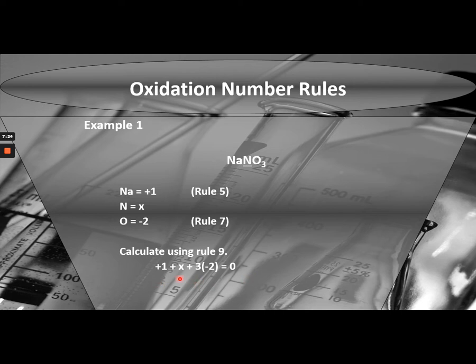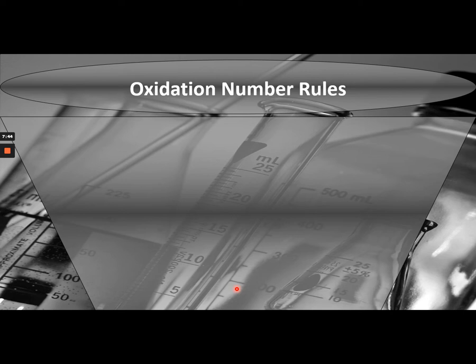Gathering like terms, we end up with X minus 5 equals 0. Solving for X, you end up with X is equal to +5. Sorry I don't have those other steps in there. If you were in person, I could be showing it to you on the board. All right, let's look at the next example.